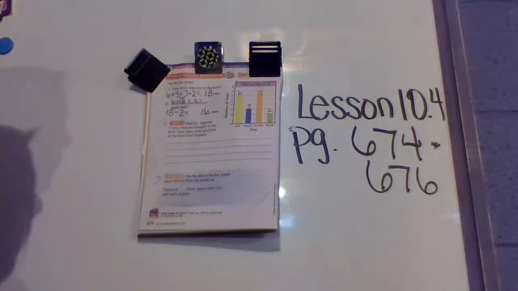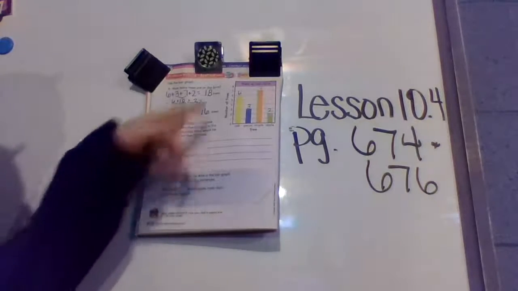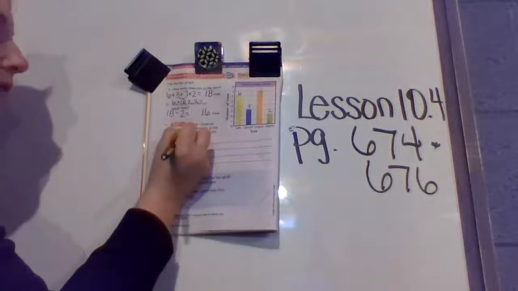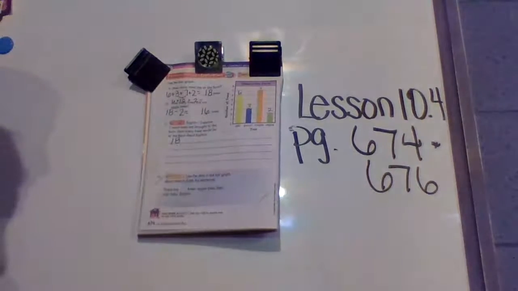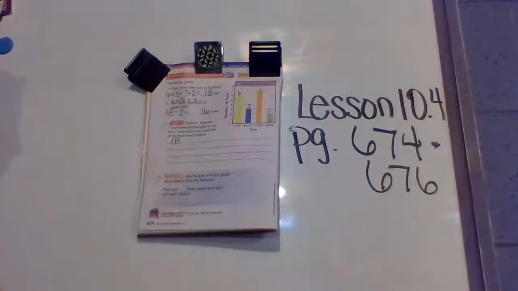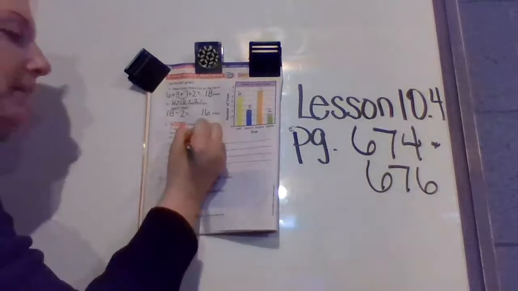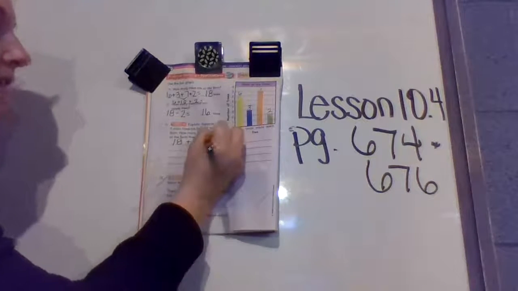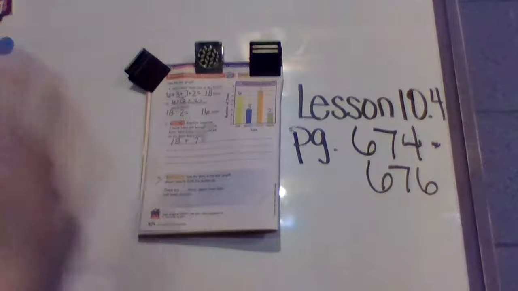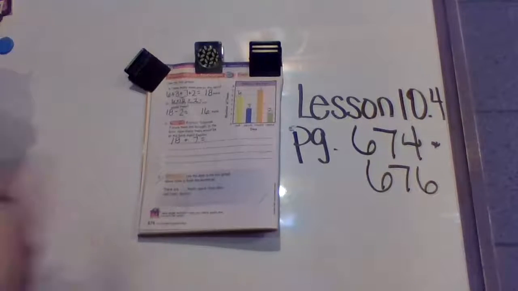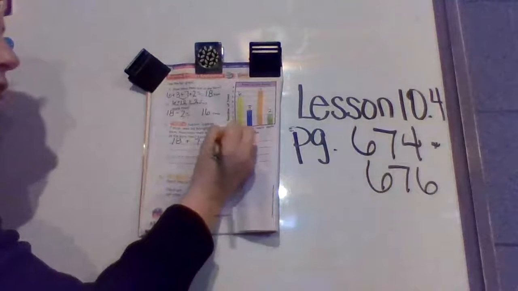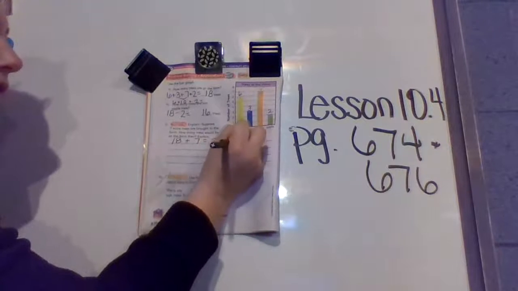Suppose 7 more trees are brought to the farm. How many trees would be at the farm then? Explain. So if we had 18 trees to begin with, and somebody brought 7 more, am I going to add 7 or am I going to subtract 7? Right, you're going to add 7 to that amount. So you're going to add 18 plus 7, and when you add up those two numbers together, you would have a total of 25 trees.